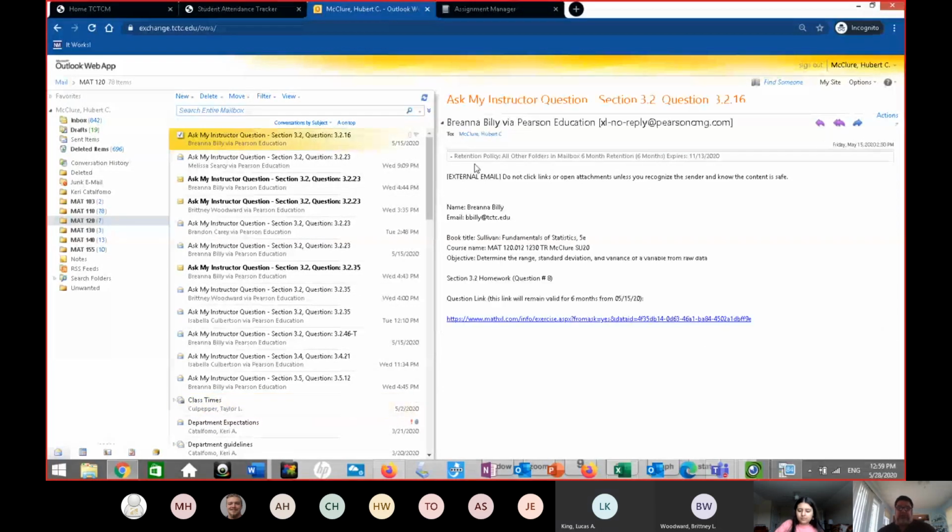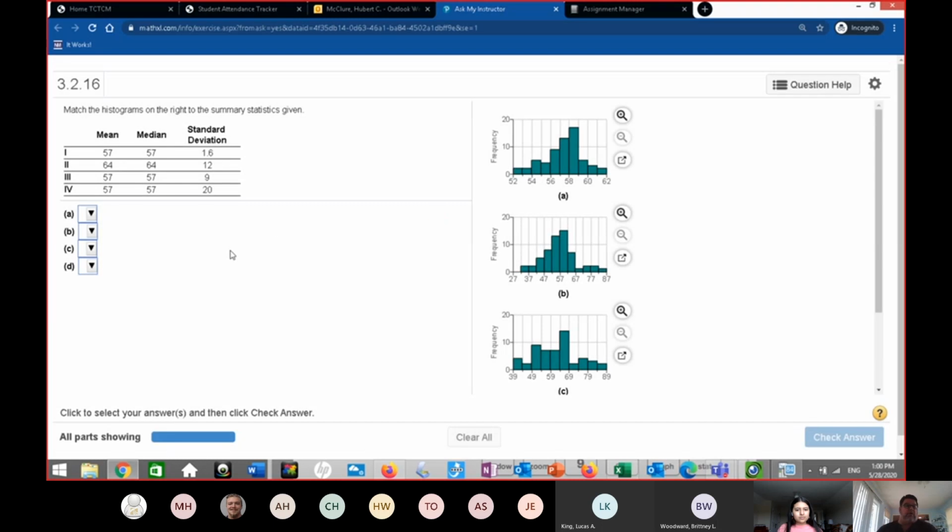3.2, 16 in the book, number 8 online. First of all, is it a test question? It's out of chapter 3, so chances are it is. Yes, it is a test question. All right, now what they're asking, it says match the histograms on the right to the summary statistics given.